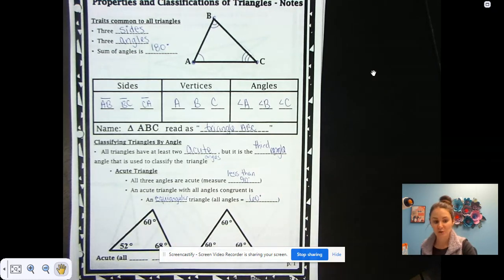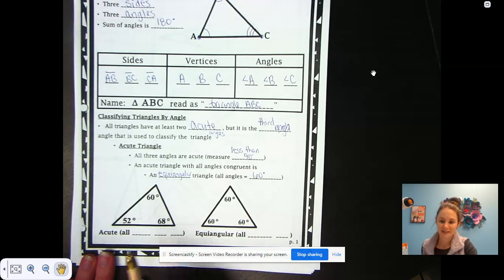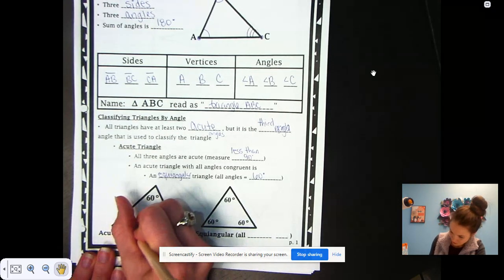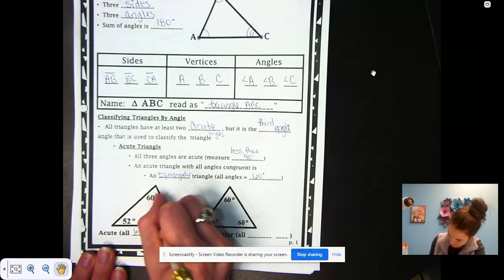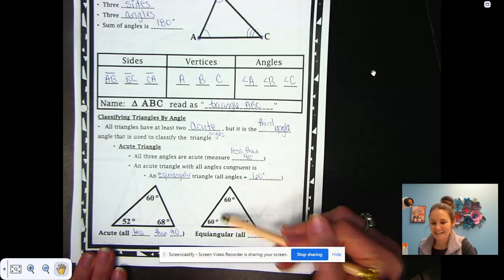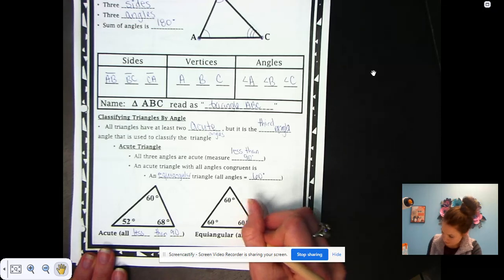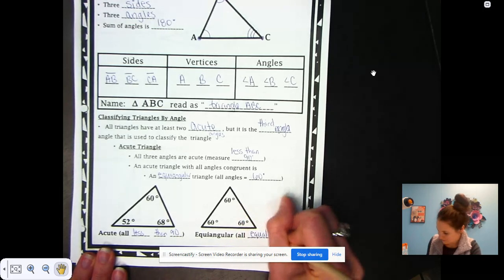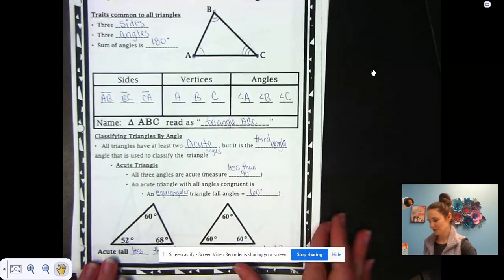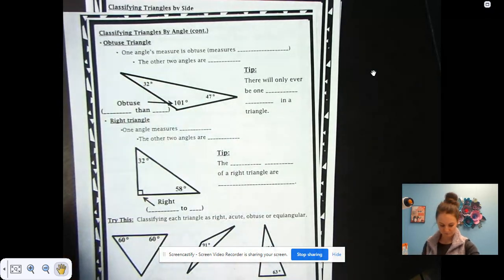If we look below, we see this triangle here. We have 60, 52, and 68. They are all less than 90, making this an acute triangle, so I'm going to write all less than 90. If you look over here, all three angles are 60. They are the same, so this is an equiangular triangle, all equal 60. Those are our notes for that first part. When you flip, we have the obtuse triangle.